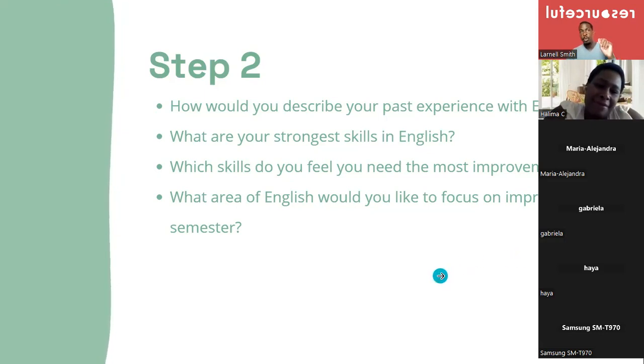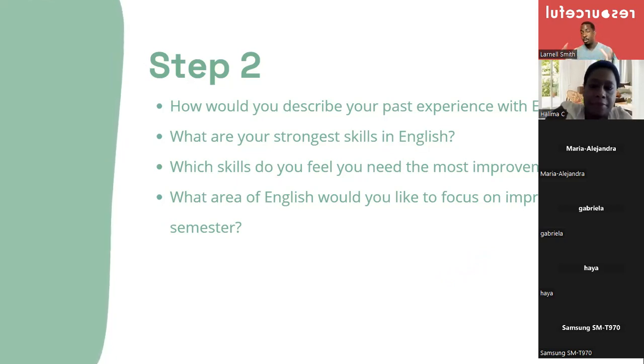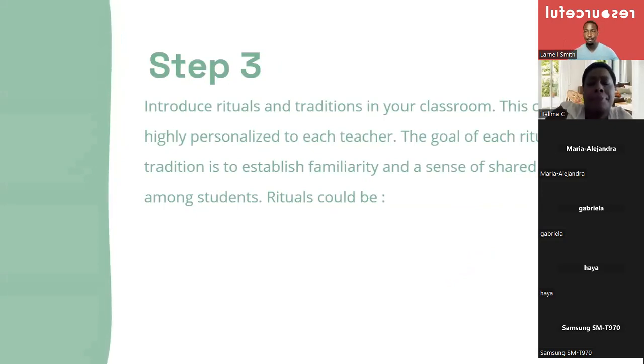And then what area of English would you like to focus on improving this semester? Because sometimes they have these goals in mind that I want to improve all of this. Well, we only have 3 months together, or maybe a year. What do you want to improve this year? What do you want to improve this semester? Okay. And that is a much more manageable chunk and a goal that they can set for themselves that's achievable. You'll have these questions if you want to use them later, by the way.